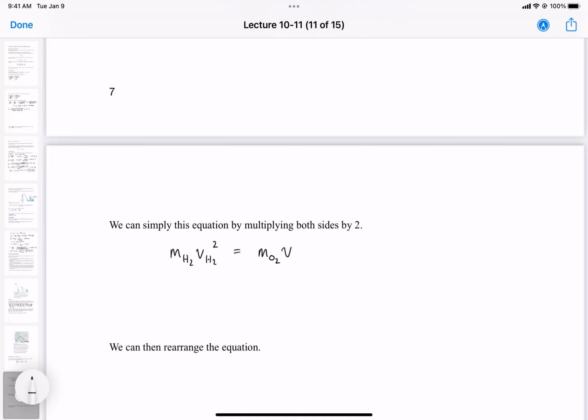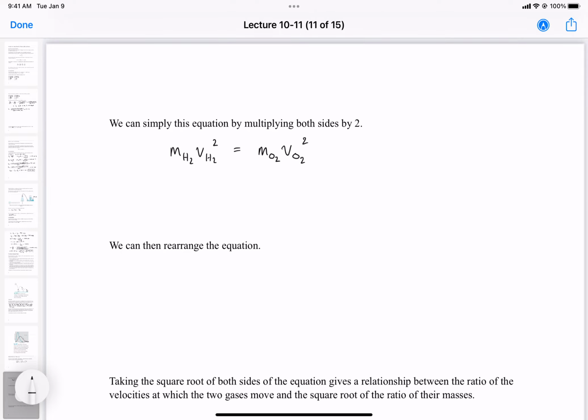Times the velocity of oxygen squared. Okay? So now we can rearrange the equation so we're comparing velocities and masses to each other. So we get velocity of hydrogen squared over the velocity of oxygen squared equals the mass of oxygen over the mass of hydrogen. So you see the ratio of velocities is inversely proportional to their masses.